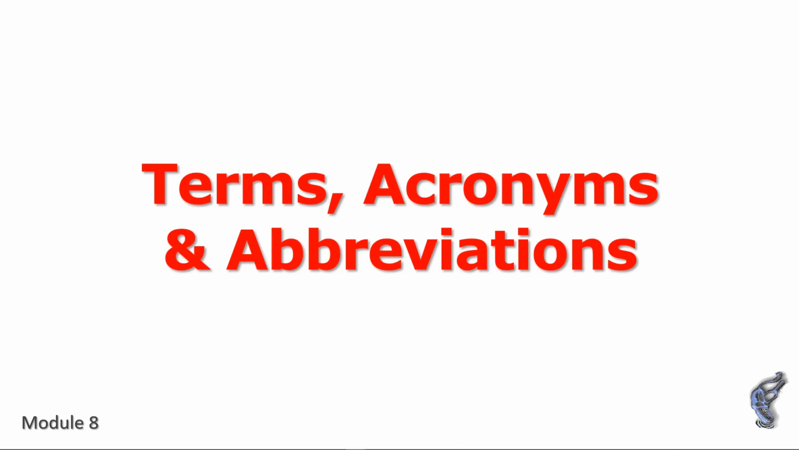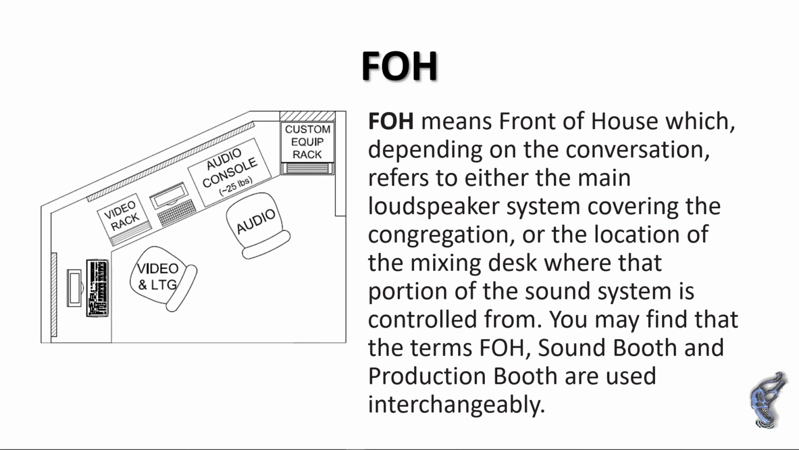Terms, abbreviations, and acronyms. As with any industry, it's common to use terms, abbreviations, and acronyms to make communication more efficient. And of course, if those terms are new to you, they actually slow down the communication. So here's a short list of common terms and abbreviations used in the audio industry. FOH means front of house, which, depending on the conversation, refers to either the main loudspeaker system covering the congregation or the location of the mixing desk where that portion of the sound system is controlled from. You may find that the terms FOH, sound booth, and production booth are used interchangeably.